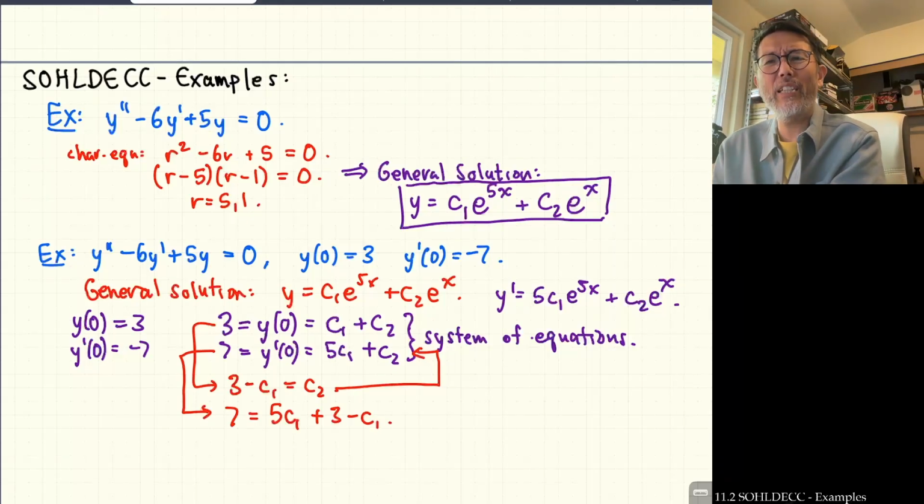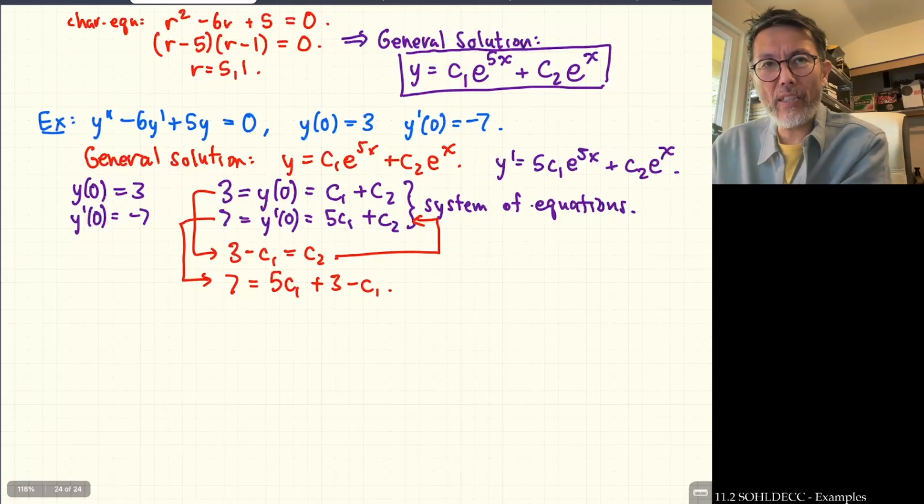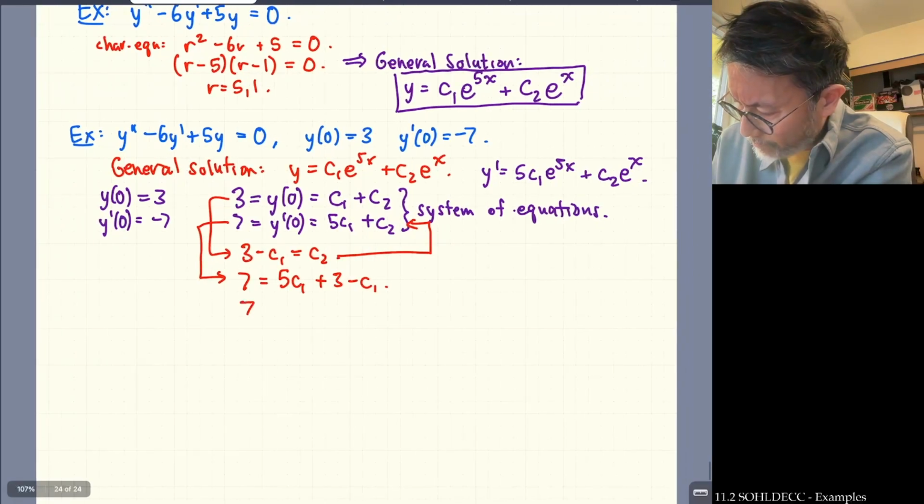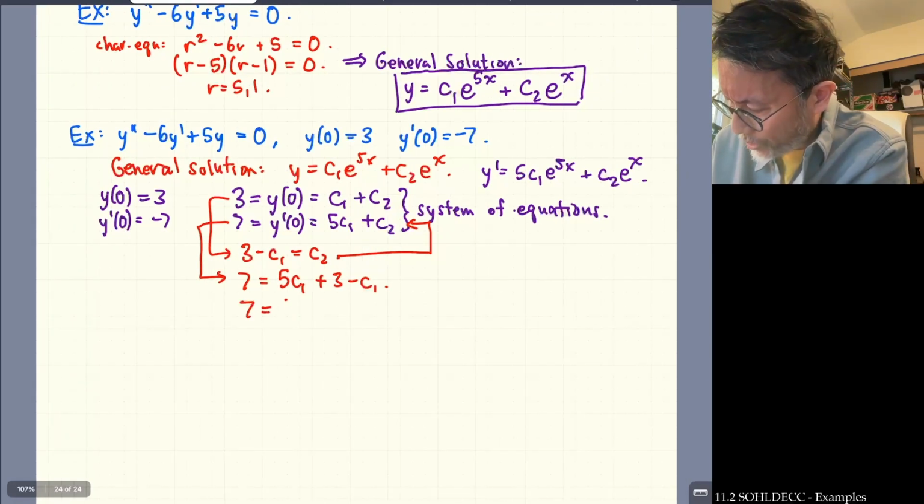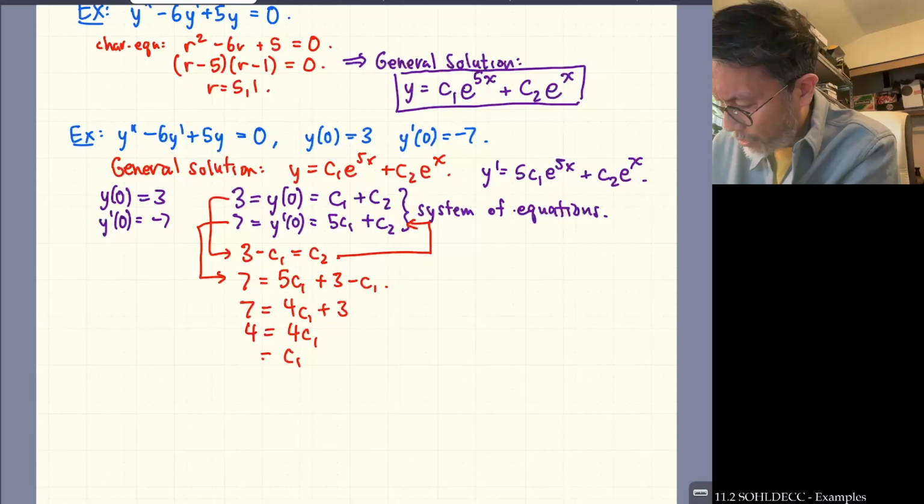I vaguely know what I'm saying out loud. And this is like, you know, an 8th grade algebra problem. We just, right, 7 is equal to 4C1 plus 3. 4 is equal to 4C1. And I guess C1 then is 1.